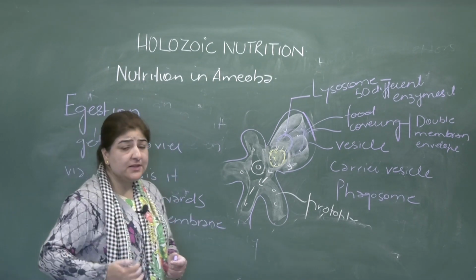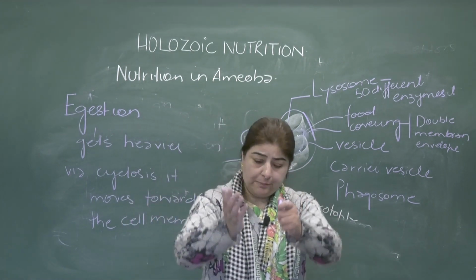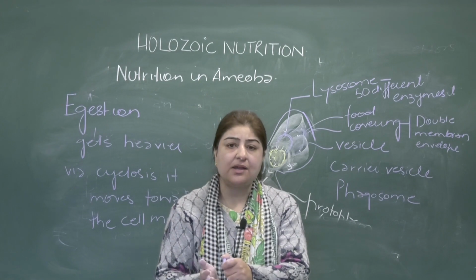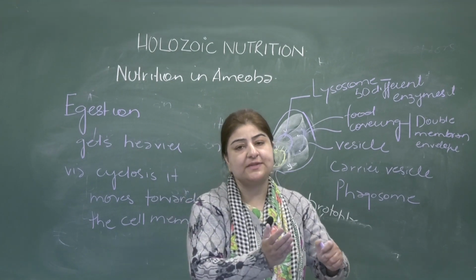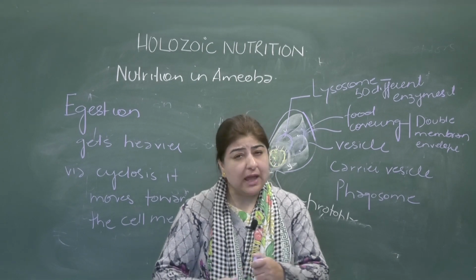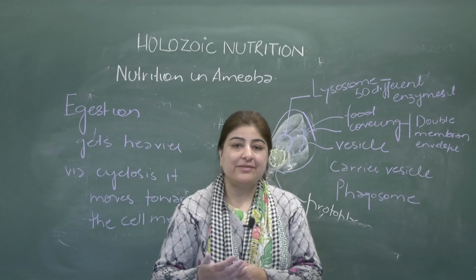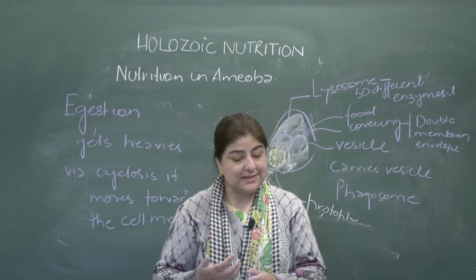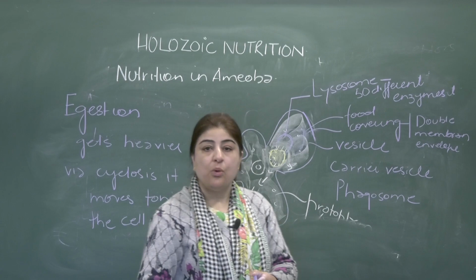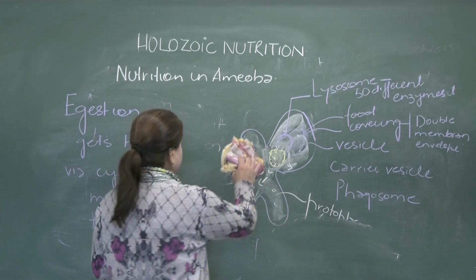See children, this part is very important. As you know, the process by which the undigested food is thrown out of the cell is usually termed exocytosis. But what happens in exocytosis? This seems to be somewhat unclear to children. So firstly, let's see what happens when this undigested food vacuole reaches near the cell membrane.